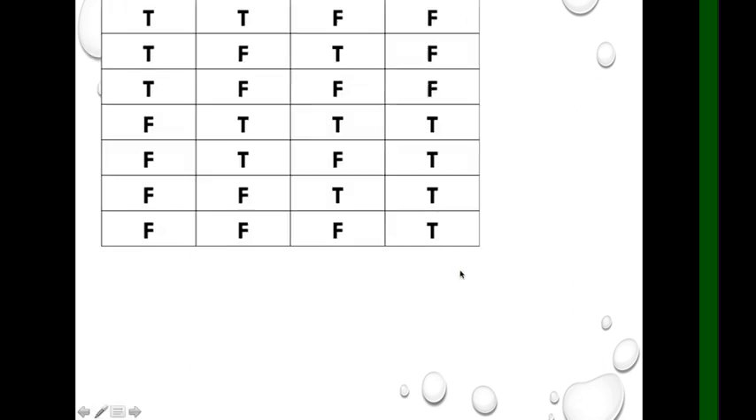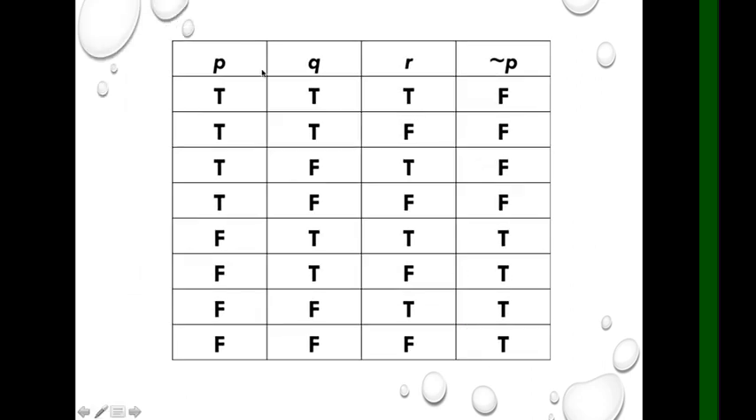Another example. We have three propositions here: P, Q, and R, and we have 8 rows. So our given is not P. So true will become false, true, false, T, F, T, F, F, T, F, T, F, T, F, T. That's negation. Negation is to change the T into F or F into T.